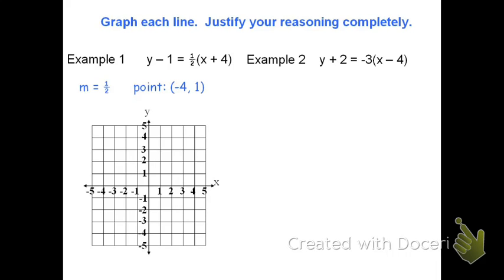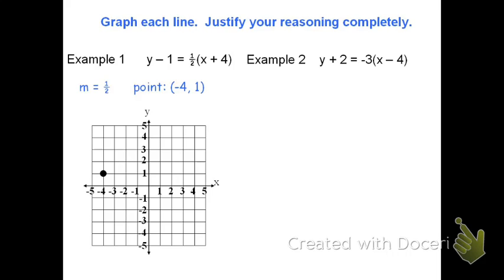This graph already has a label and scale. Most of the time in this class, the graphs will not have the label and scale. You'll have to do this, so make sure you put your x, y, and numbers. We start by plotting the point (negative 4, 1). Negative 4, 1 would be 4 units to the left and 1 unit above the origin, right here.